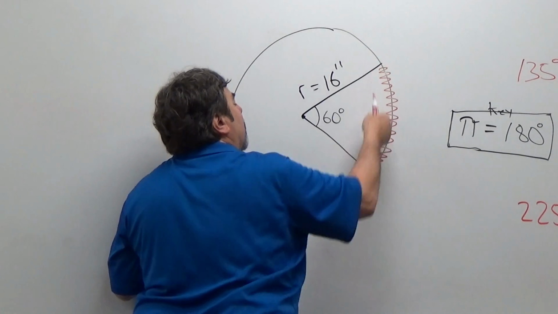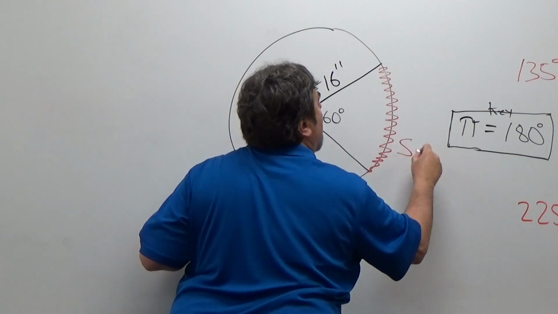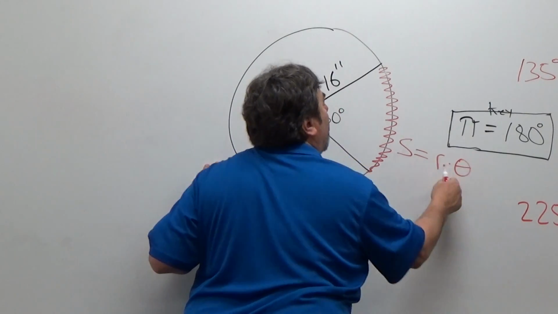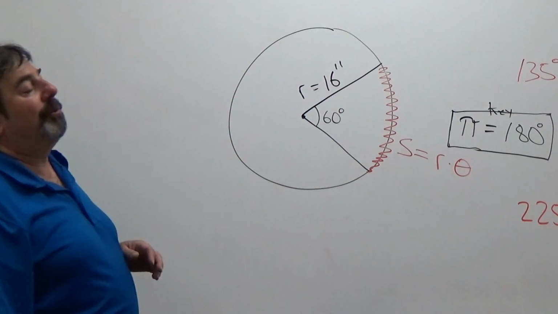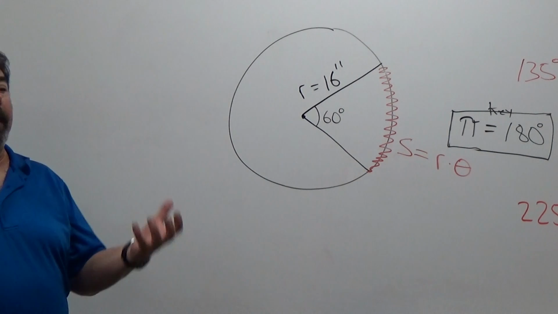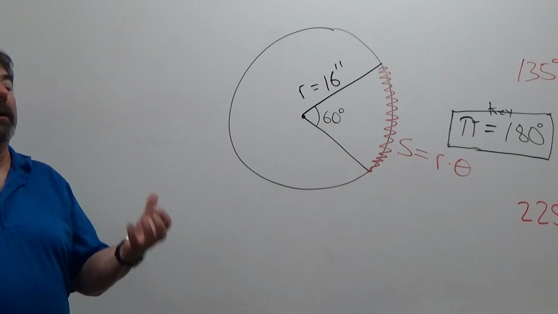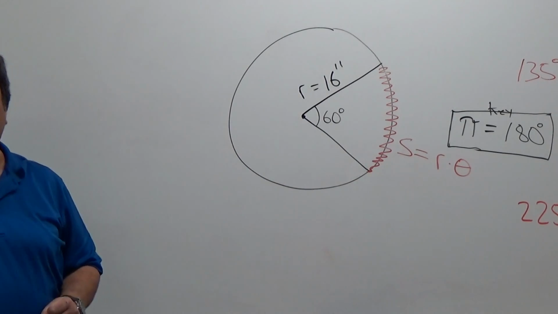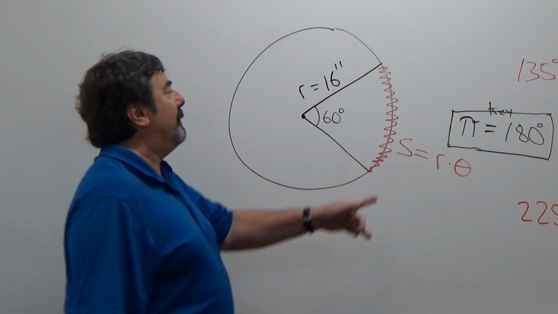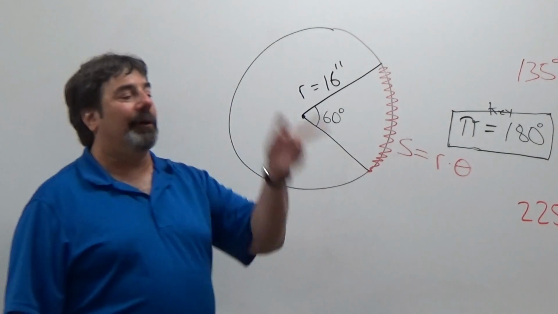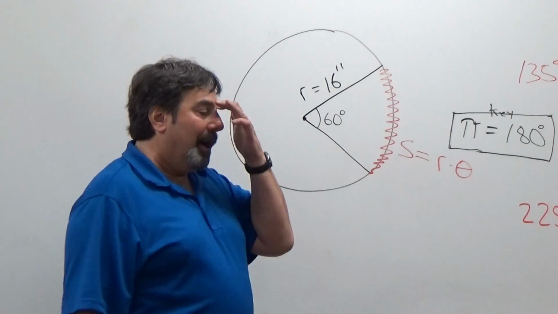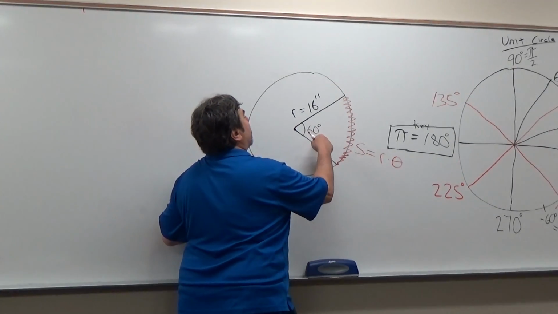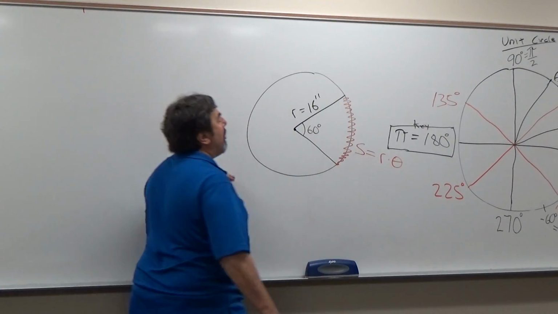This is an arc. It's a curved line, and it's letter S, and the formula is the radius times the central angle. But the central angle must first be converted to what units? Radians. Yes, radians, thank you. The angle will always be given to you in degrees, and you first have to convert it to radians. Very good. All right, so that's what we're going to do here. First, let's convert 60 degrees to radians.